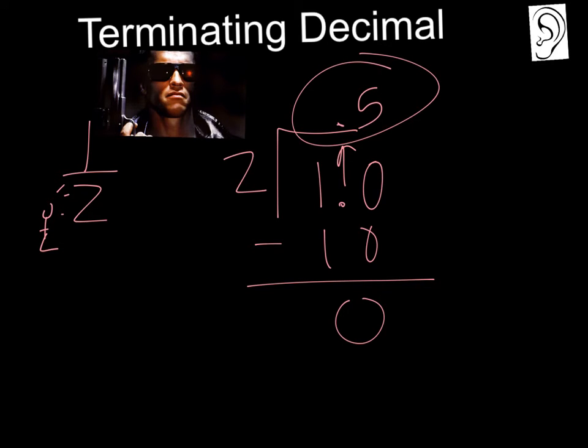This decimal is called a terminating decimal. Check out our little terminator here. Terminating decimal because it has a definitive end. There are no other decimals after it, meaning that the decimal terminates, it ends, it comes to a finish, there's no more that we can do.